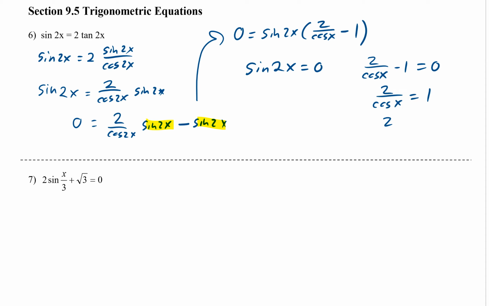Solving this, multiplying, we get 2 equals cosine x. And we know that cosine cannot equal 2. So what this did is allow us to take tangent, convert it to sine and cosine, and by factoring we were able to eliminate our cosine. So now all we have to deal with is sine of 2x is equal to 0.